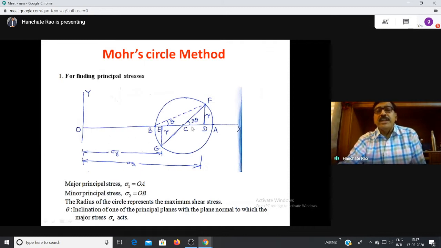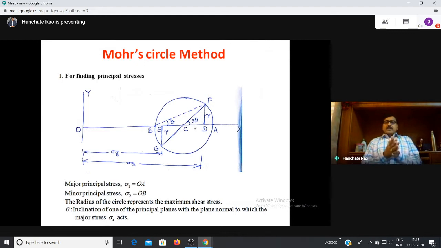Then you measure the angle FCD, that will give you 2 theta. Divided by 2, you get the location of the major principal plane. You add 45 degrees to theta, theta plus 45, you get the location of the plane on which the shear stress is maximum. You add 90 to theta, theta plus 90, you get the location of the plane that is the minor principal plane.